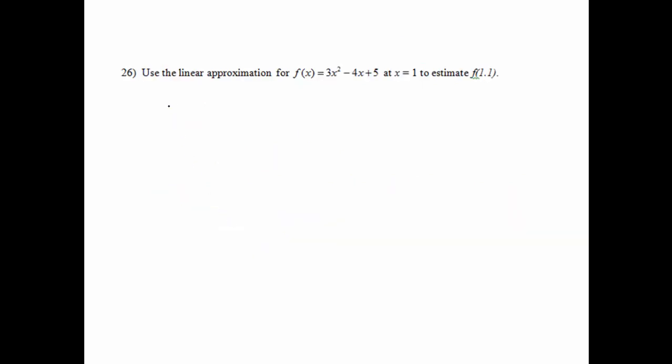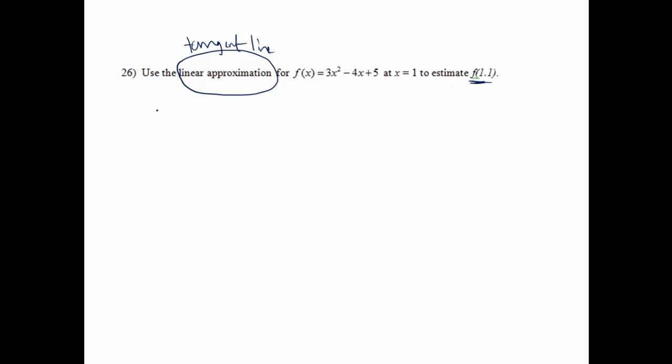Okay, problem 28.6. Use the linear approximation for f of x equals 3x squared minus 4x plus 5 at x equals 1 to estimate f of 1.1. So we need to understand what this is asking us for. Linear approximation is a tangent line. So it's asking us to use the tangent line to approximate f of 1.1. Well, remember, how do you get a tangent line? You need the slope and you need a point. So let's do both of those.